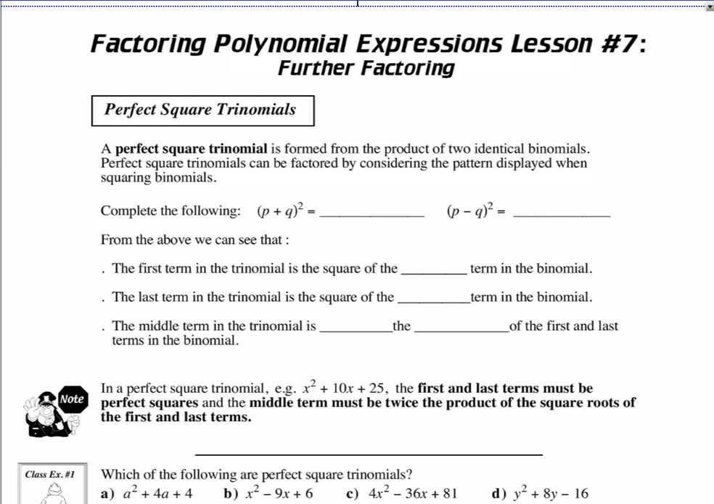is P plus Q times P. Remember we talked about squares? When you have a square, what do you have to do? Write it twice. So you write it as P plus Q times P plus Q. Or P minus Q squared would be P minus Q times P minus Q.